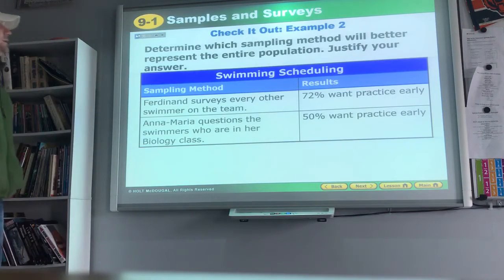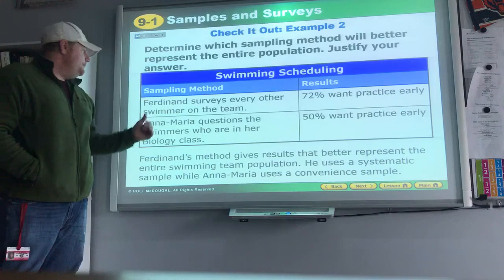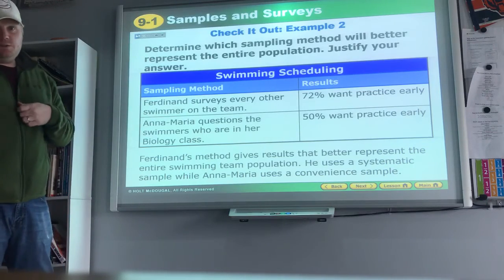Now, determine which sampling method will better represent the entire population. Justify your answer. Ferdinand surveys every other swimmer on the team. 72% practice early. Anne-Marie questions the swimmers who are in her biology class. Ferdinand's is better, systematic. Anne-Marie's is probably a convenience one.